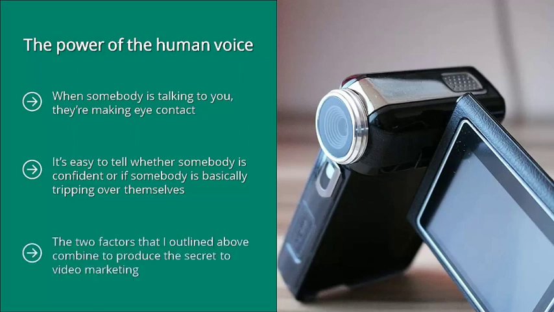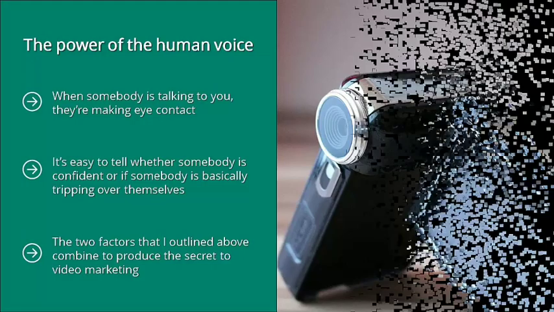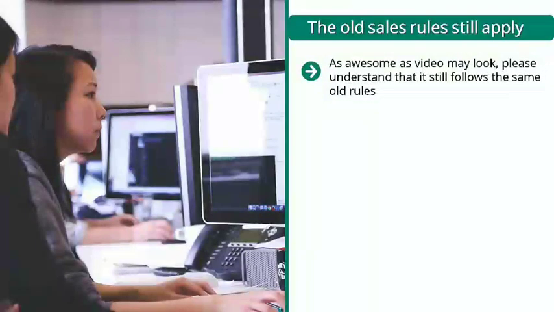The 2 factors that I outlined above combine to produce the secret to video marketing. What is this secret? It's very simple. Presence. Whether you have some sort of explainer cartoon, or you have a slideshow with a voiceover, or you're presenting a video spokesperson looking directly in the camera, it all goes back to presence. Either the video gets front and center of the viewer so as to trigger the old sales rules, or it doesn't. The old sales rules still apply. As awesome as video may look, please understand that it still follows the same old rules. What are the old rules of salesmanship?